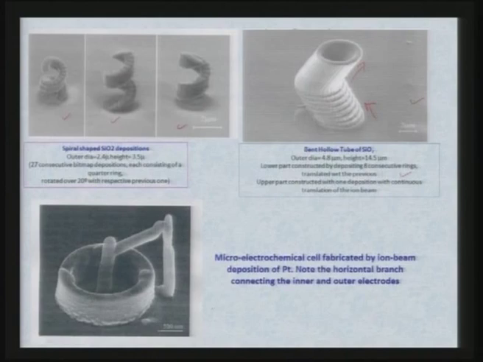Now, this is another example, not done at IIT Kanpur, elsewhere, micro electrochemical cell fabricated by ion beam deposition of platinum. Note the horizontal branch connecting the inner and outer electrodes. You can see this is the inner electrode, this is the outer electrode, and this is the horizontal branch which is connecting the two, and this gives you the scale. So, these are some of the very interesting, peculiar, real micro products which have been produced using the focused ion beam process.